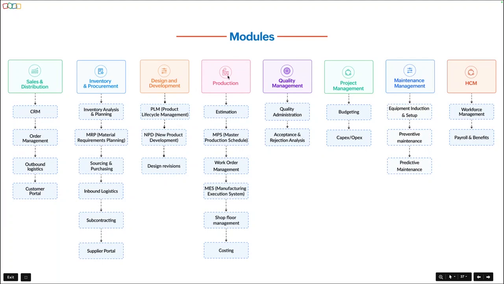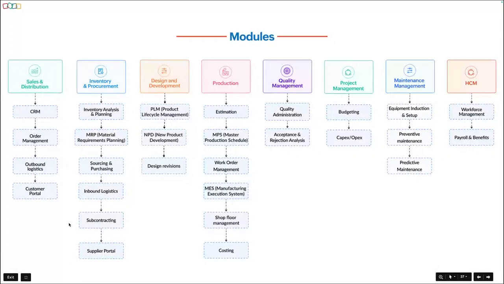Within production, we can handle a master production schedule, work order management, or even a manufacturing execution system to help you keep track of granular work orders that are being executed. So similarly, all these functions can be built together as a full-fledged ERP. If you look at this, these are my modules within an ERP, and these are the functions that will be available within these modules in a full-fledged ERP.